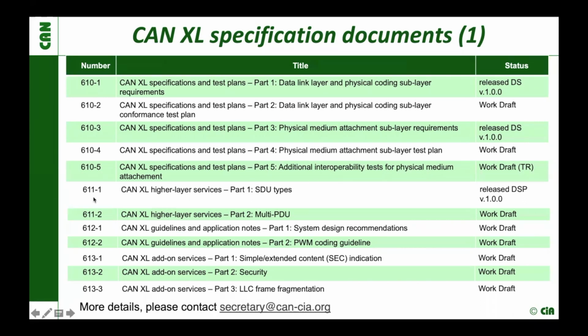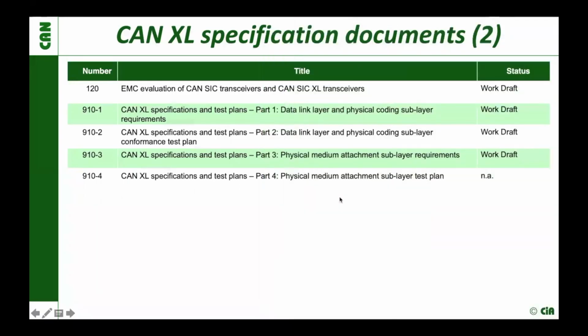The 611-1 is a DSP, draft specification proposal, which is only accessible for the SIG members. The other documents are still in work draft status, and one of them is at the moment postponed. Okay, then we go into a little more detail of the document series.